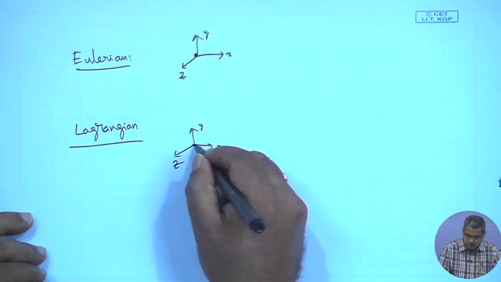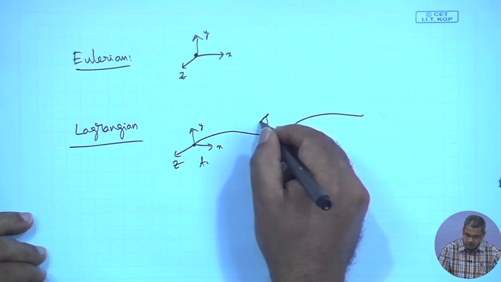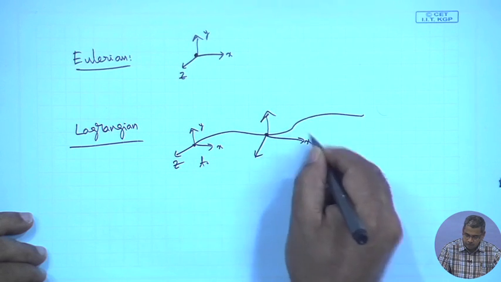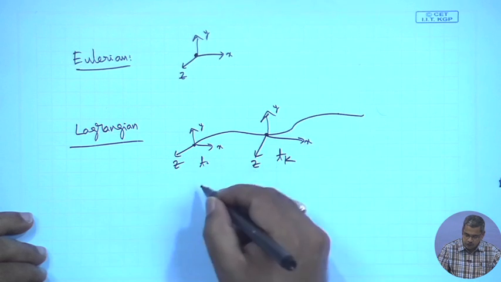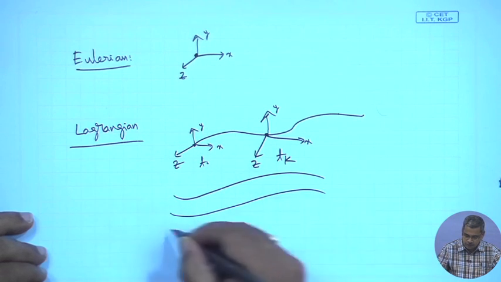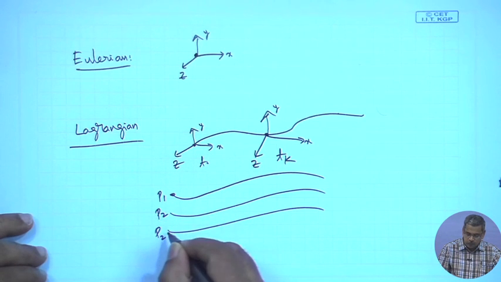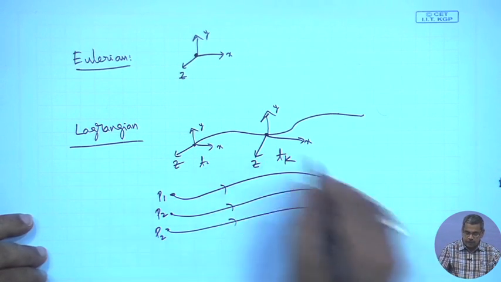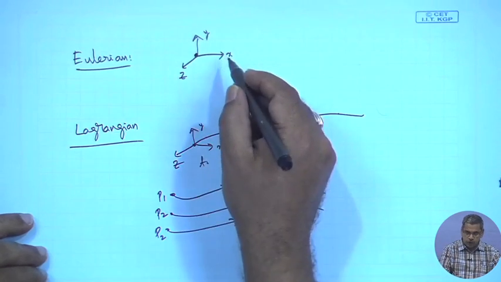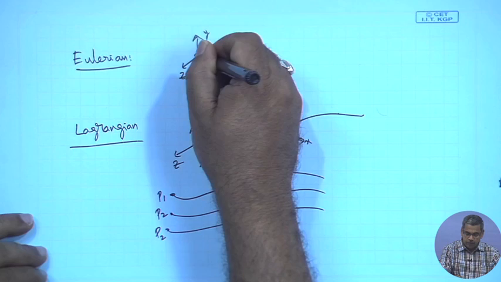So, at t naught, it is at some other time. So, at some t k, these are the trajectories of each particle. This is particle 1, particle 2, particle 3. So, we are tracing the trajectories. This is the Lagrangian approach, where you are observing sitting on the particle.